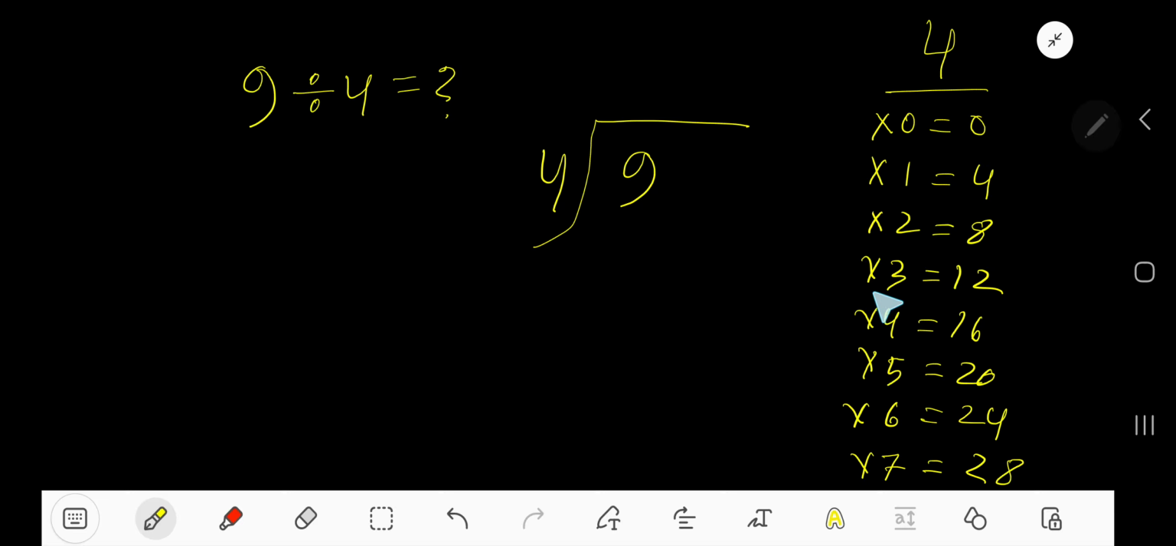4 goes into 9 how many times? 2 times. 2 times 4 is 8. Subtract, you get 1. So our answer is 2 remainder 1.